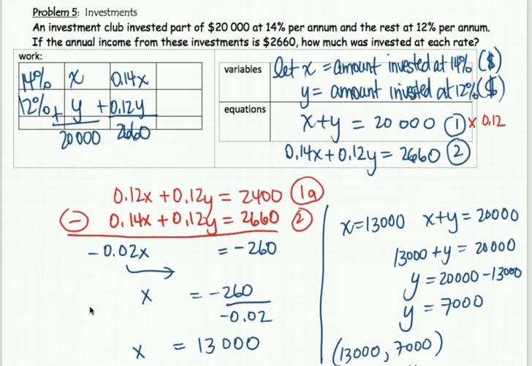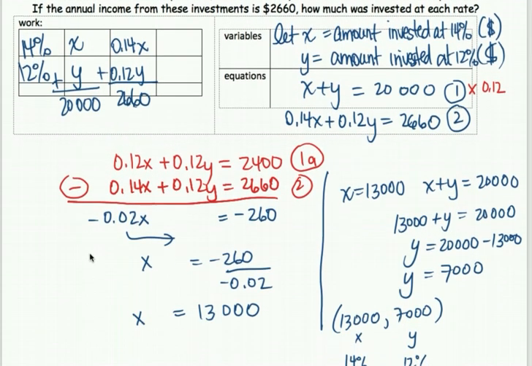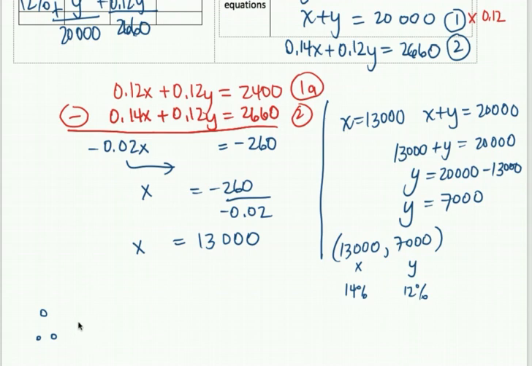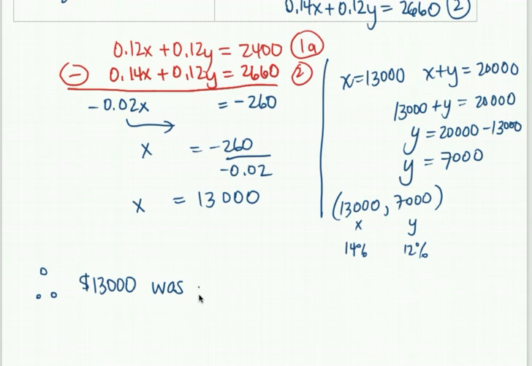okay, again, how much money was invested at each rate. So therefore, the 13,000 was invested at 14%, and 7,000 was invested at 12%.